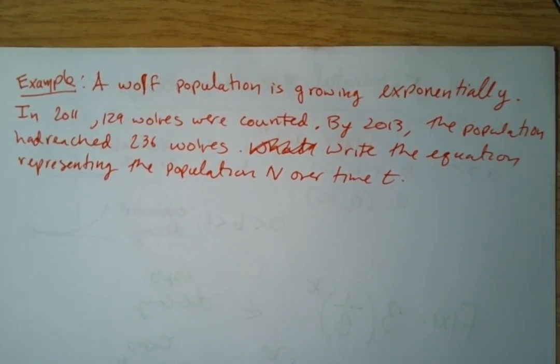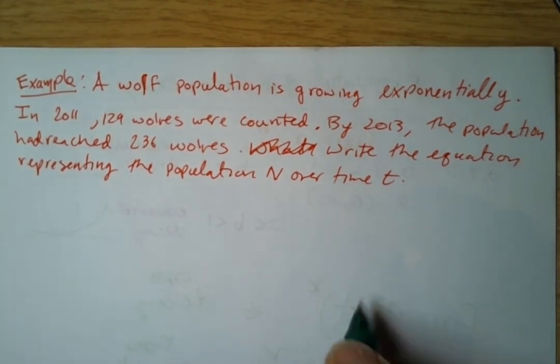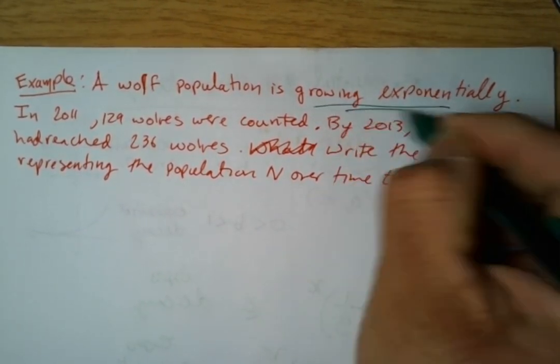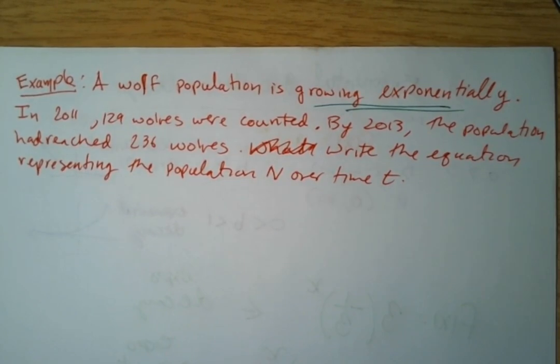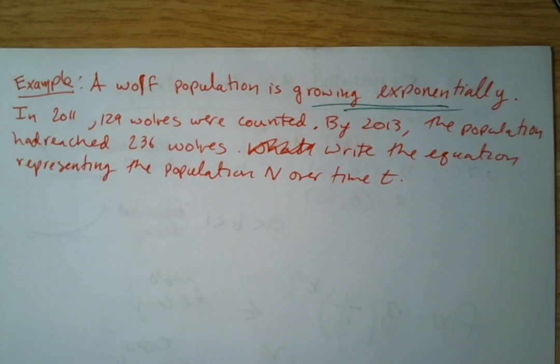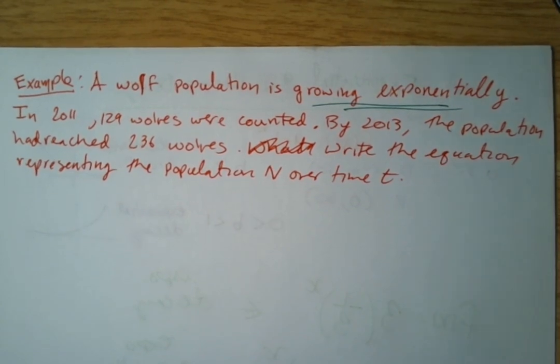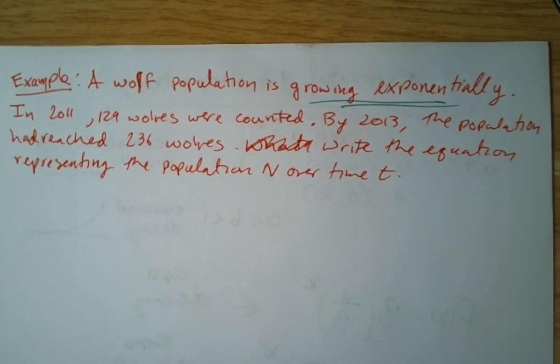So here we're told that a wolf population is growing exponentially. Again, it's very important that we establish that, either by them telling us or it's known in some way. If it's not exponential, then this technique won't work. So they tell us it's growing exponentially.